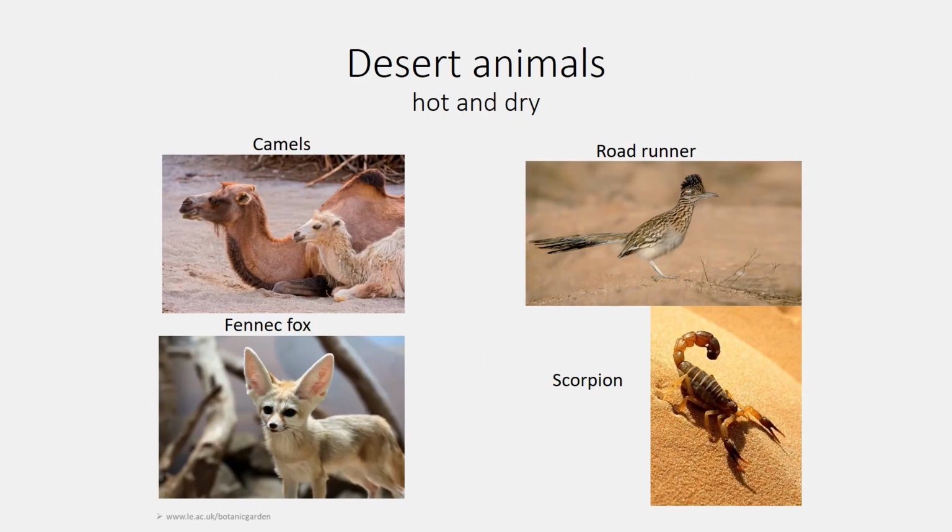Then the very dry conditions, such as deserts. Camels have a store of fat in their hump which can be converted into water, special splayed-out feet to walk on sand, and adapted long eyelashes and nostrils that can protect them from sand.